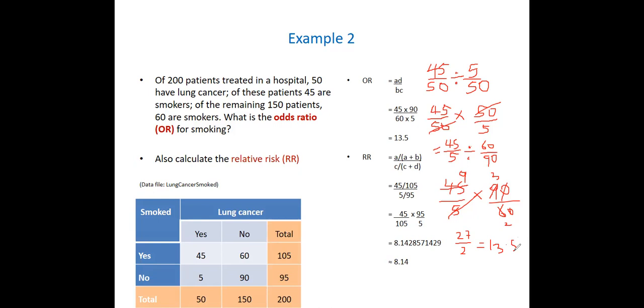13.5. Now, it's telling you that the people that have lung cancer are 13.5 times more likely to have smoked. That's what you calculated. Can you see now that this is the value? They are 13.5 times more likely to have smoked before than the people without lung cancer. Does it make sense? Yes, sir. So let's run it.